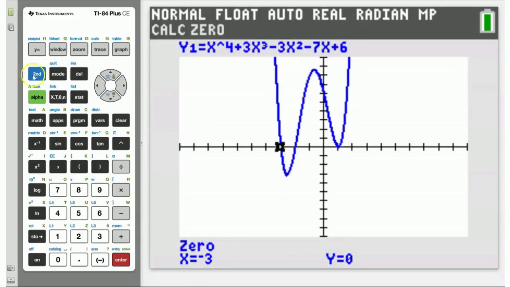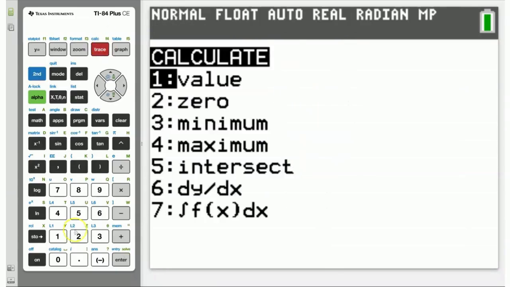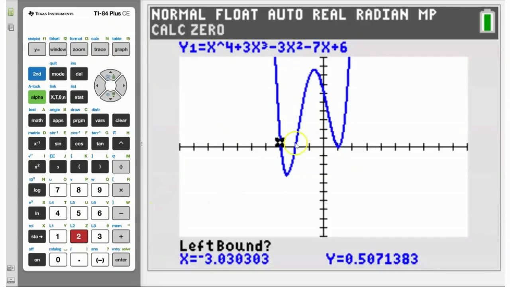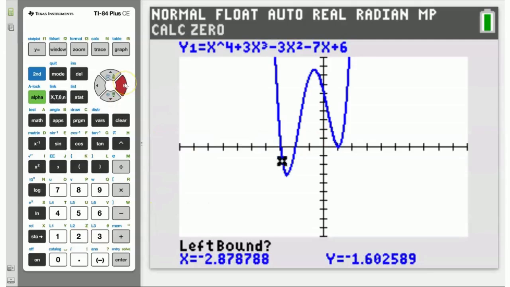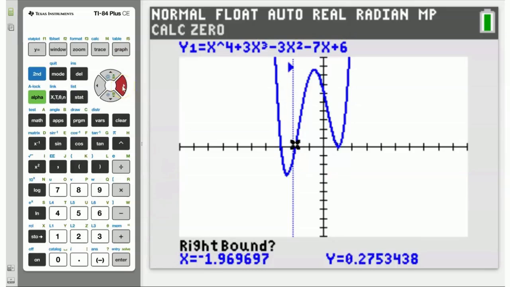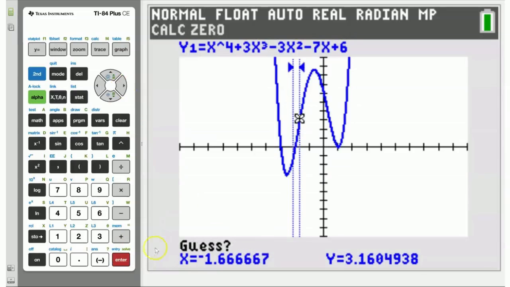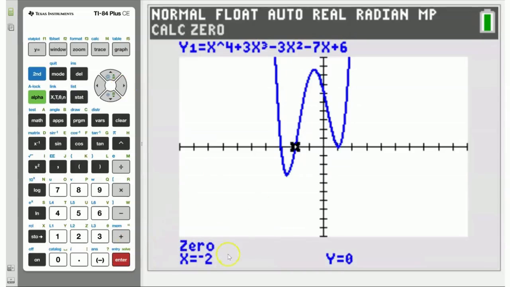Awesome. Let's go to second trace to get to calc. We have to find the next one. Now I know what you're thinking, Miss Serrano, can't we get all 3 of these at once? Dude, I wish, but no, that's not how this calculator operates. You're going to have to get them all separately. Okay, guess, whatever. All right, -2, 0.